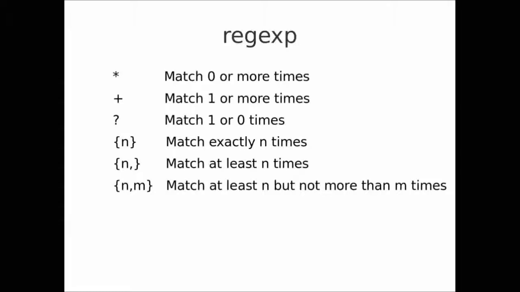As I've mentioned, the asterisk means match 0 or more times. So for example, R asterisk means match 0 or more R's. A plus means match 1 or more times. O plus means match 1 or more O's. And a question mark means match 1 or 0 times. So maybe you match or you don't match.